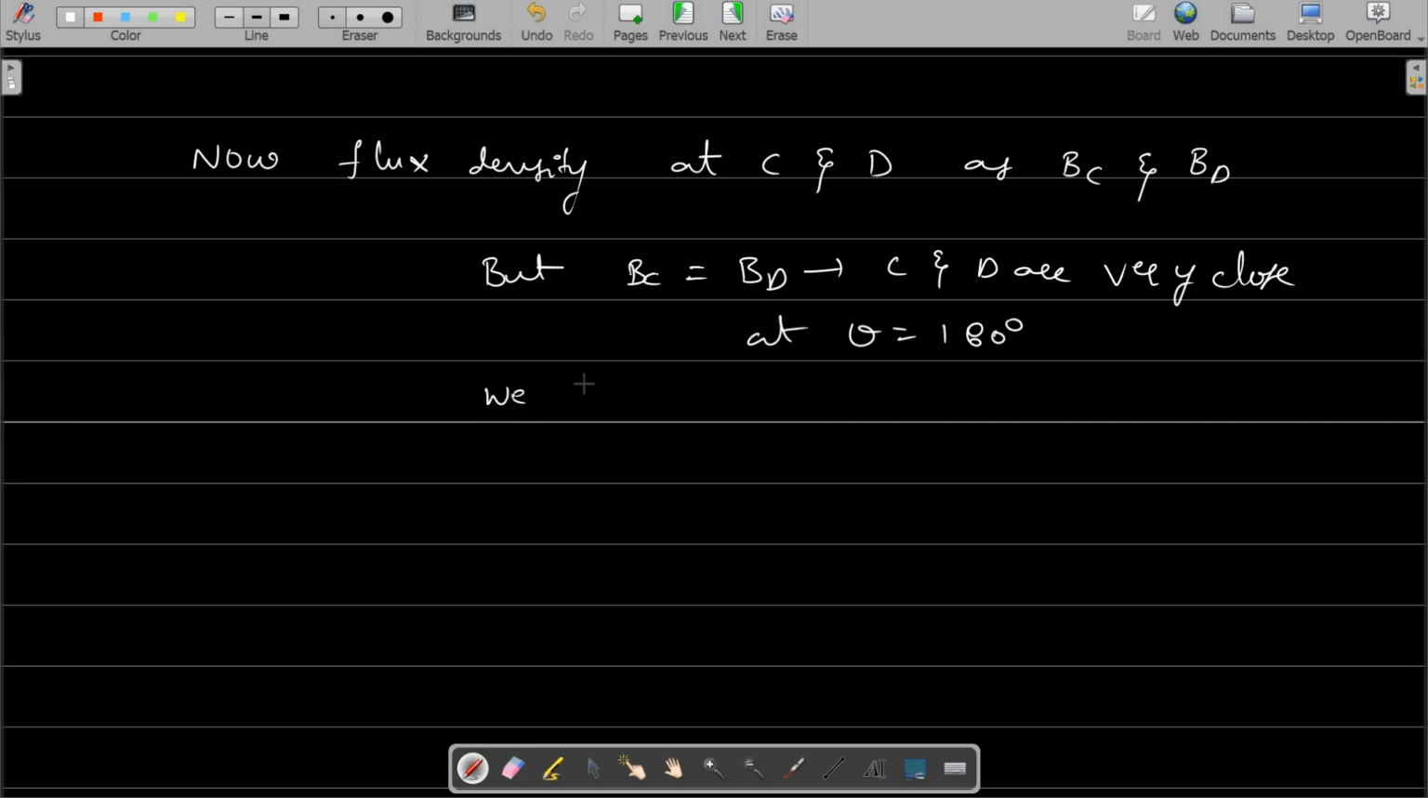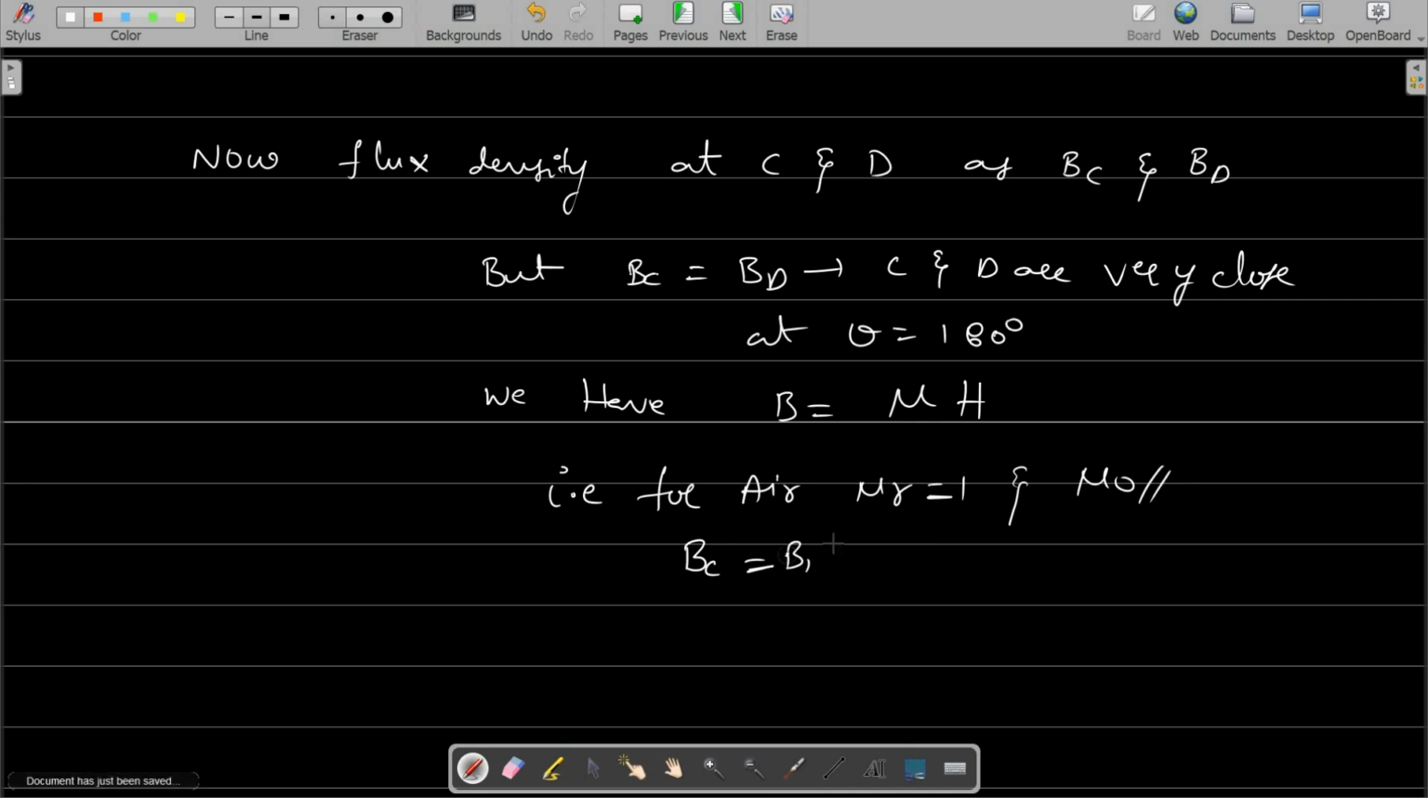Now, we have B is nothing but mu H. Since C and D are just on the surface of the armature core, the permeability of air should be taken there. That is, for air, mu r is equal to 1 and mu 0. And also I say that BC is equal to BD, and I name it as Bg1, the flux density at C and D on the surface of that armature iron.